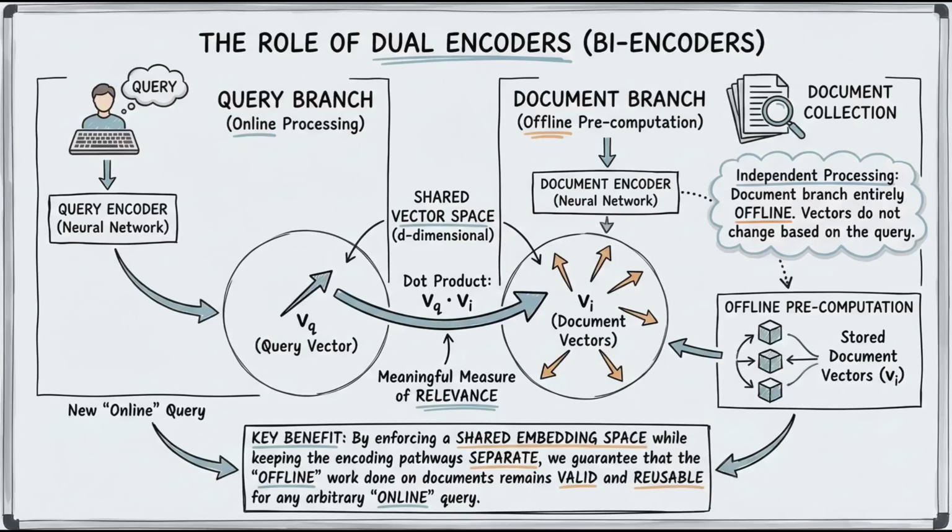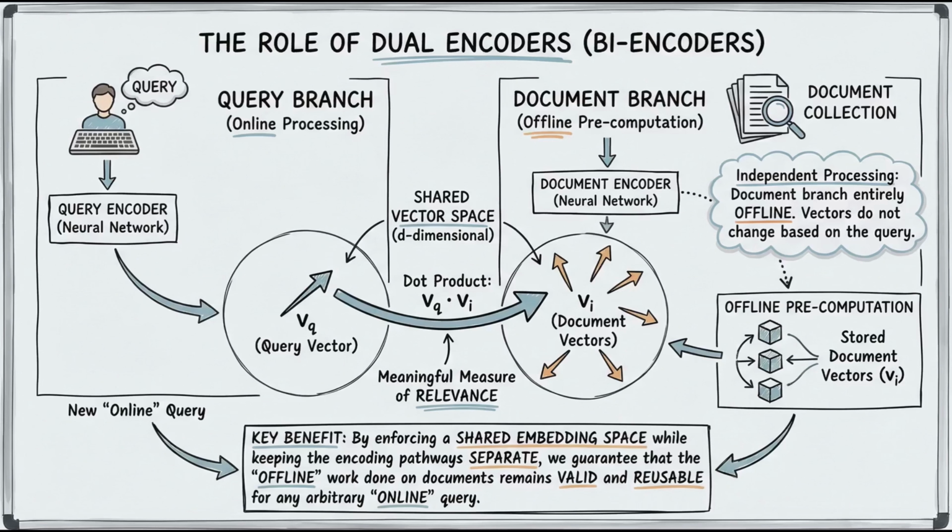To make offline pre-computation work, we need an architecture that allows for independent processing. This is where the dual encoder, or bi-encoder, comes into play. Think of a dual encoder as a system with two separate neural network branches, one dedicated to your search query and another dedicated to your documents. This setup is powerful for two main reasons. First, it enables independent processing. Because the document branch acts entirely offline, we can generate document vectors once and store them. They don't change regardless of what the user types into the search bar.